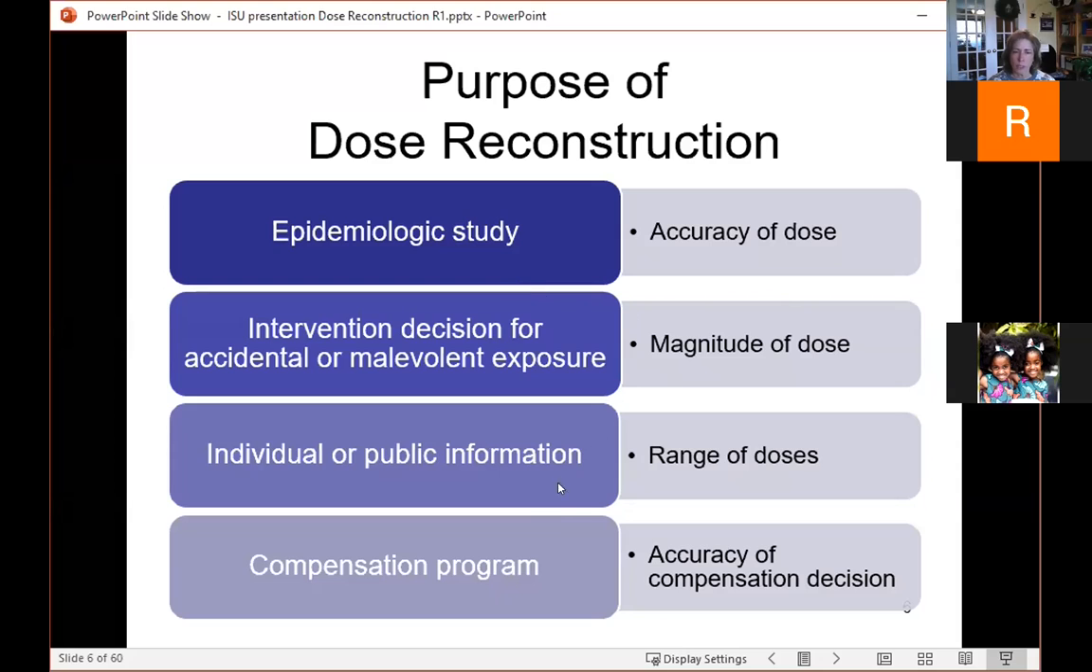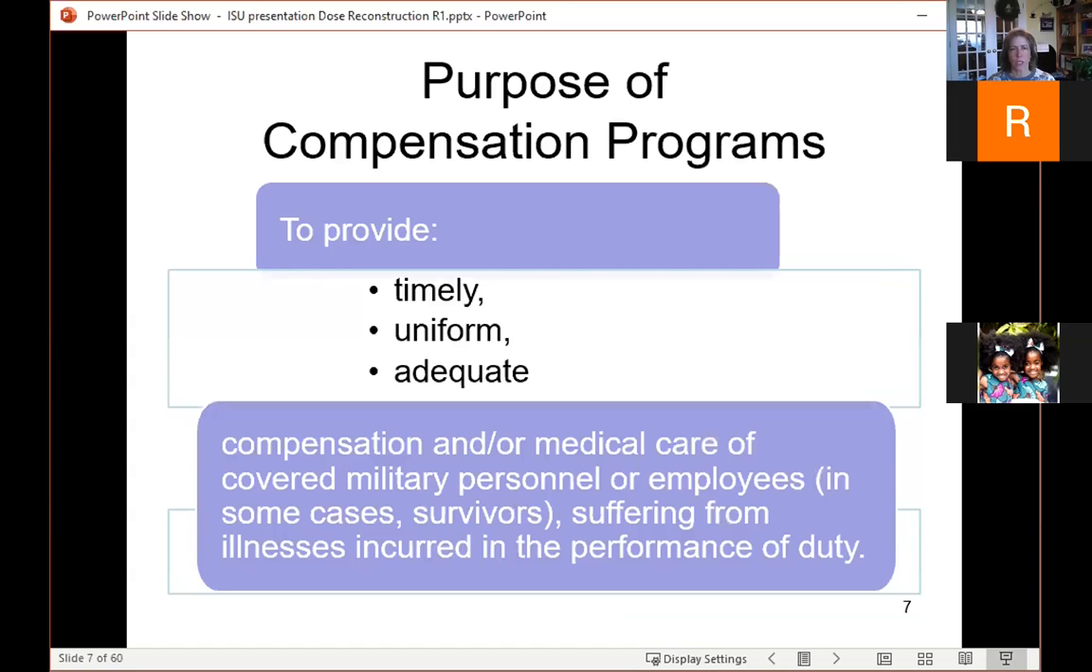And finally, in a compensation program, where your endpoint of interest is the accuracy of the compensation decision. So you don't necessarily need an accurate dose assessment as long as your compensation decision is accurate. So the general purpose of compensation programs is to provide timely, uniform, and adequate compensation for the people that are covered by the program. It's those who are suffering from an illness that has been determined to have been incurred in the performance of their duty.